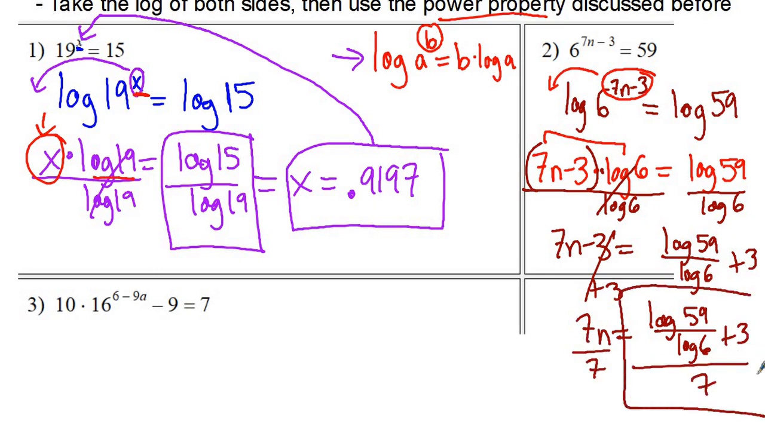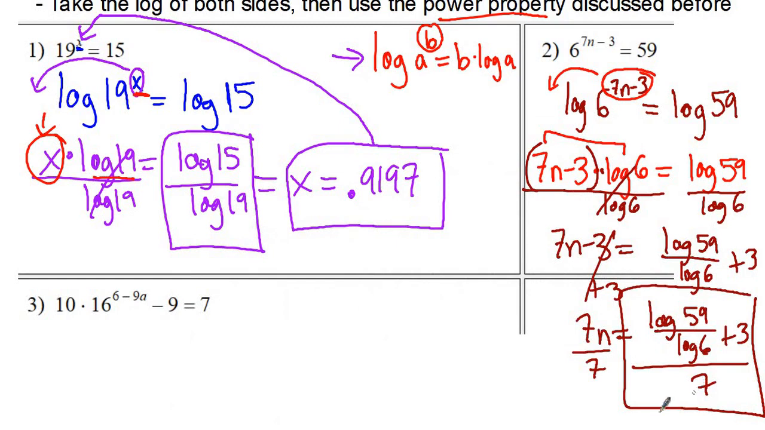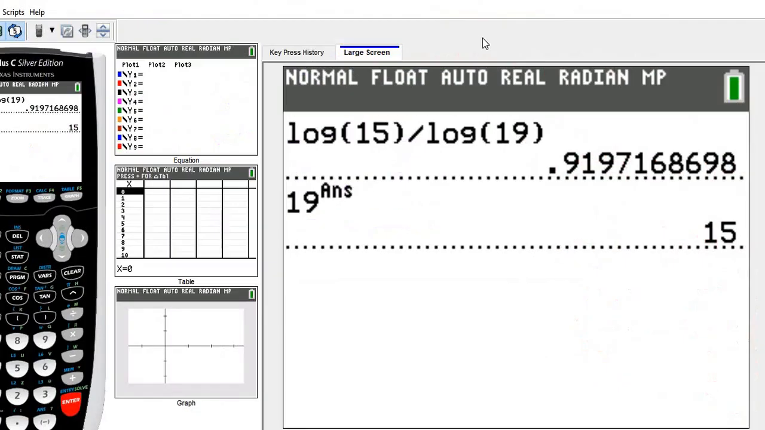So you can see this is going to be kind of a mess to put in the calculator. So let's see how we would do that so we can get it right. So here's what we need to do. Let me just expand this a little bit. Oops, so we're supposed to be doing this. We're supposed to have log 59 divided by log 6 plus 3 divided by 7.